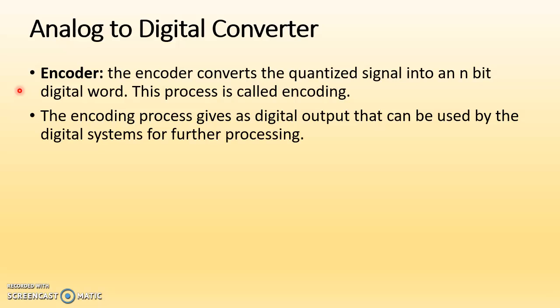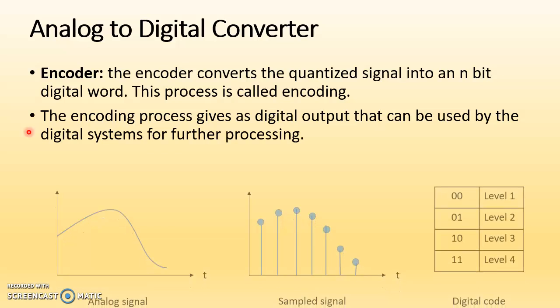And then the last step is the encoder. The encoder converts the quantized signals into an n-bit digital word. This process is called encoding. The encoding process gives a digital output that can be used by the digital system for further processing. So the encoder basically gives the output digital signal as an n-bit word.